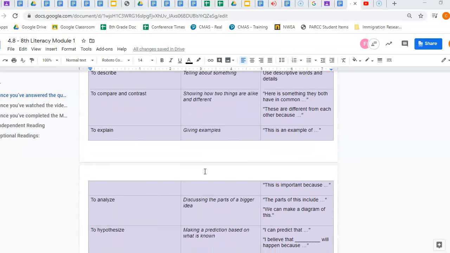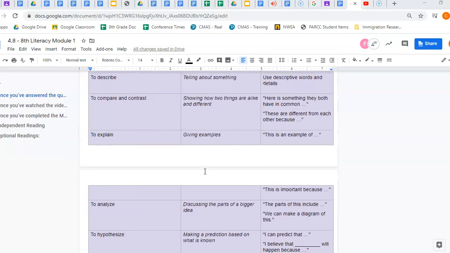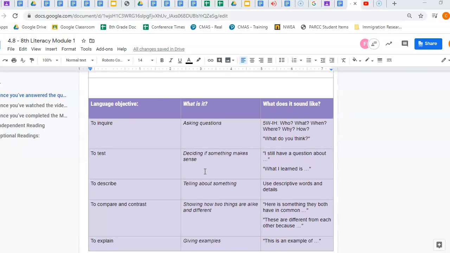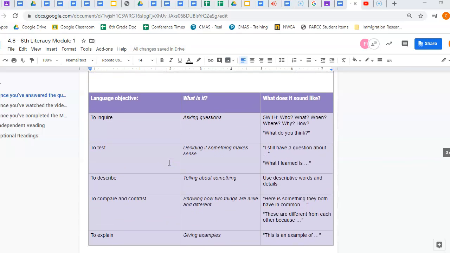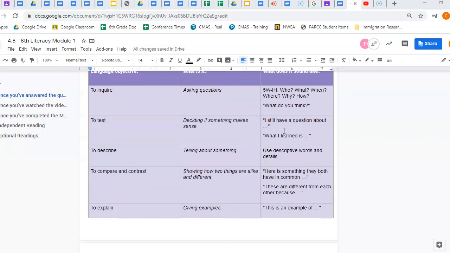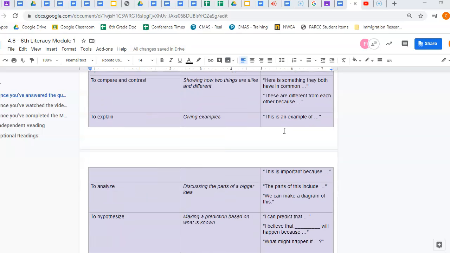So if you look through the different options, this is all ways that you will potentially interact with your peers, both if you are in person in school or in eSchool. So I want you to first look at the language objectives to think about what you're trying to do. Are you trying to inquire? Are you trying to test? Are you trying to describe? Are you trying to explain, to analyze, and so on and so forth? And then in order to do that, you can see the sentence stems on the right column. These are examples of sentence stems you might use.